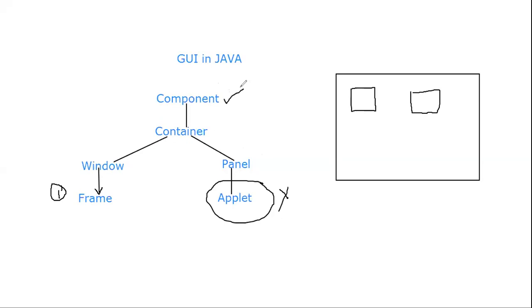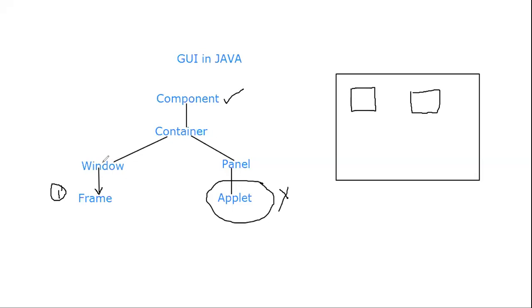The base class is called which one? Component class. All the classes of AWT are subclasses of the Component class. Then Container has an additional attribute. Container is also a control or component, but it acts as a placeholder for the rest of the controls, like button control and label control, which can be placed inside a container. Now Container has two subclasses: first, Window, and second, Panel.